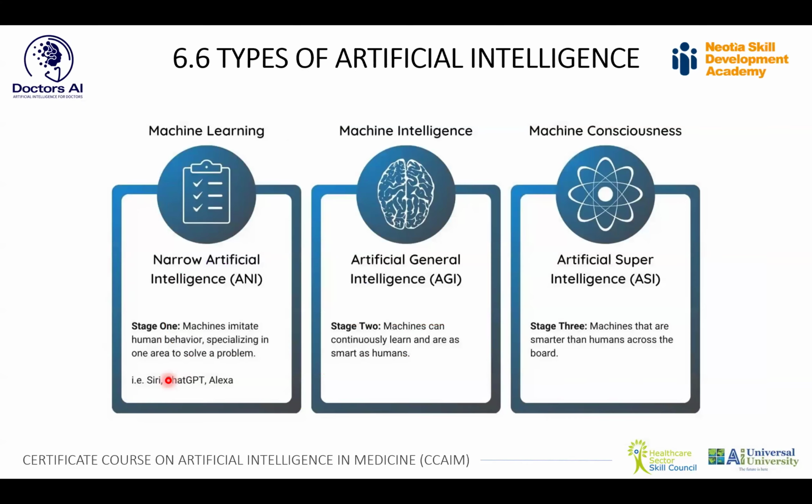Okay, so now the next part is understanding the different types of artificial intelligence. And as I said, we are in the era of narrow artificial intelligence, where the machine is imitating human behavior, specializing in one area to solve a problem. And we are gradually evolving into the phase of artificial general intelligence, where it can continuously learn, reason, understand, and become as smart as humans.